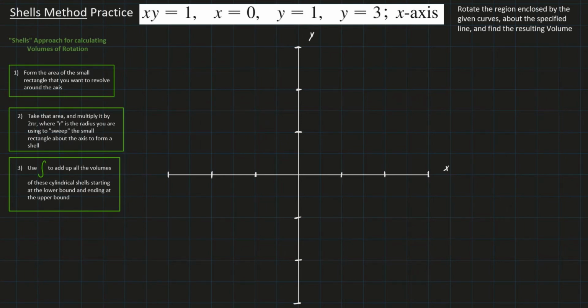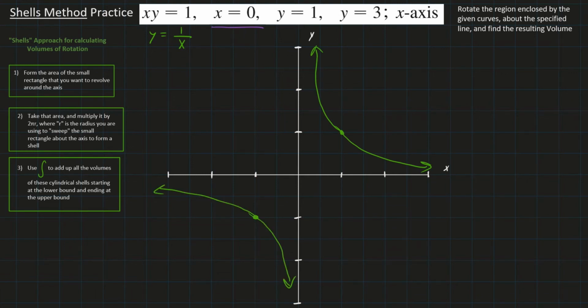Alright, let's graph these curves. Now this one looks weird. X and y are on the same side. Well, I'm just going to put it in terms of x, because that's how we're used to. I'm just going to divide x on both sides, and that'll get us y is equal to 1 over x. And I know that is basically going to look like this.